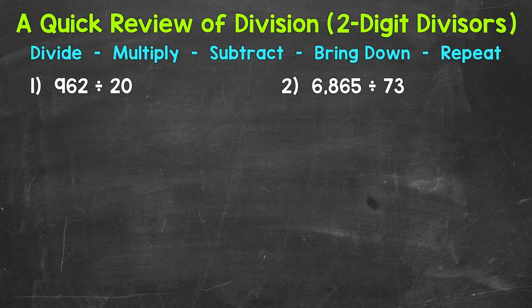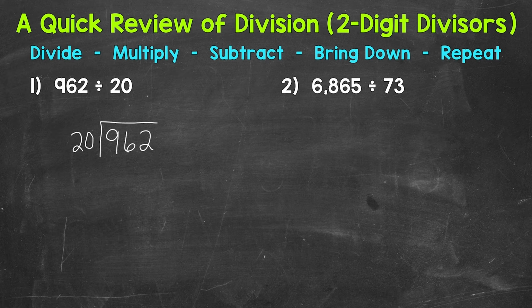And the first thing that we're going to do, we're going to set this up. Now, 962 is the number we are dividing. It's called the dividend. So it goes under the division bar. So we have 962 divided by, and then 20 is our divisor. It's the number we're dividing by. Now we're ready to go through the division process, the steps: divide, multiply, subtract, bring down, repeat.